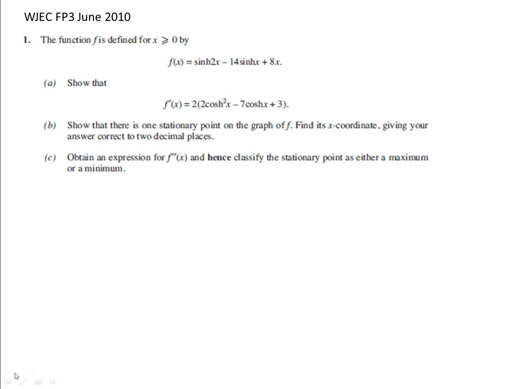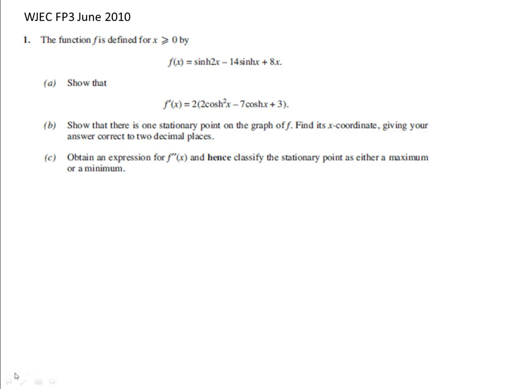In our next example, we have to show that the function f, which is defined on the non-negative numbers by f of x equals sinh 2x minus 14 sinh x plus 8x, we have to obtain the derivative of f. We have to show that f only has one stationary point and find its x-coordinate, and we have to determine whether that stationary point is a maximum or a minimum point by obtaining f double dash x, the second derivative of f.